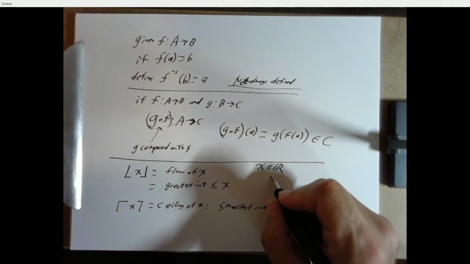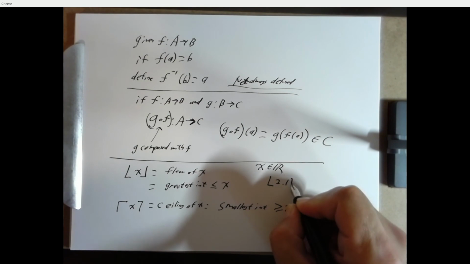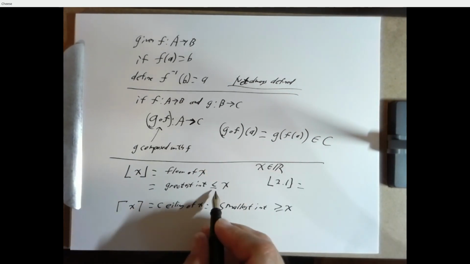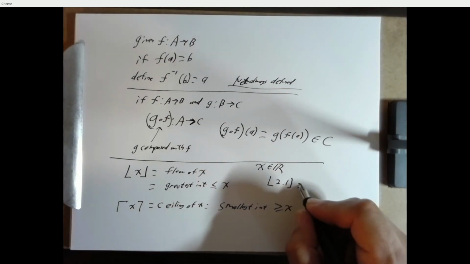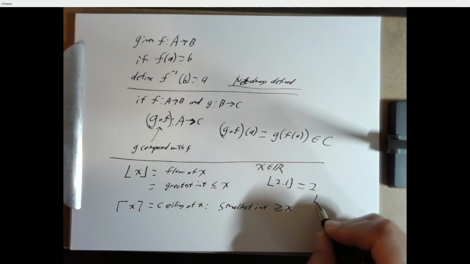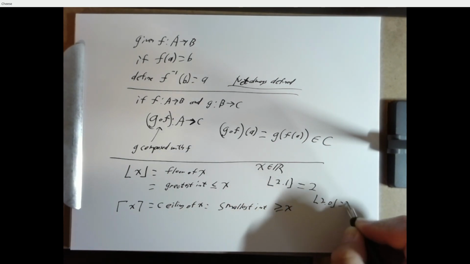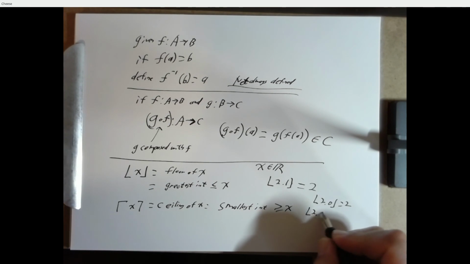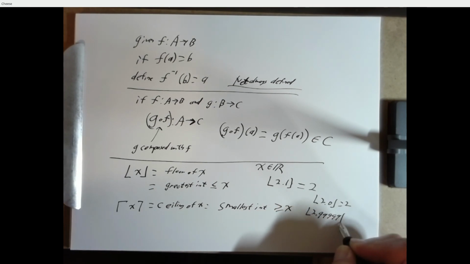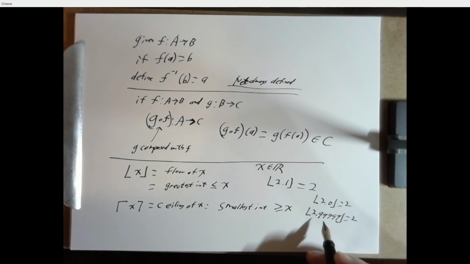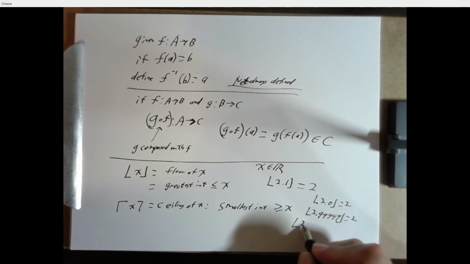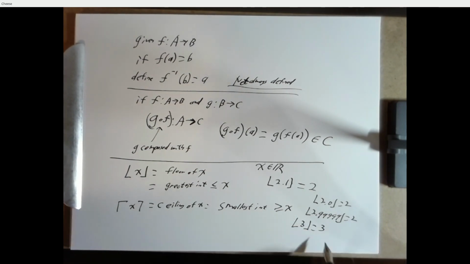So for example, the floor of 2.1 is the greatest integer less than or equal to 2.1. Well, that's 2. And the floor of 2.0 is also 2. And the floor of 2.99999 is also 2, right? Greatest integer less than this. But the floor of 3 is 3 because that's the greatest integer less than or equal to 3. So it's kind of like a rounding function, but it has a precise meaning when x is negative.